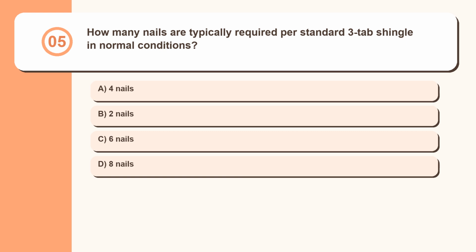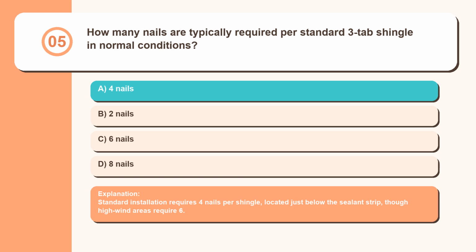Question 5. How many nails are typically required per standard 3-tab shingle in normal conditions? 4 nails, 2 nails, 6 nails, 8 nails. Standard installation requires 4 nails per shingle, located just below the sealant strip, though high wind areas require 6.